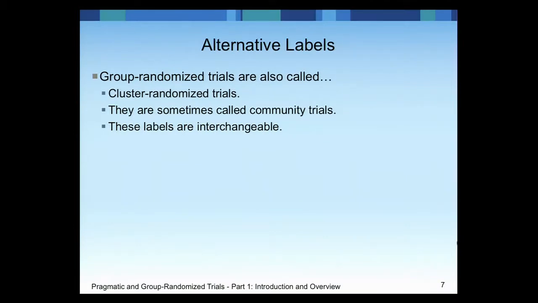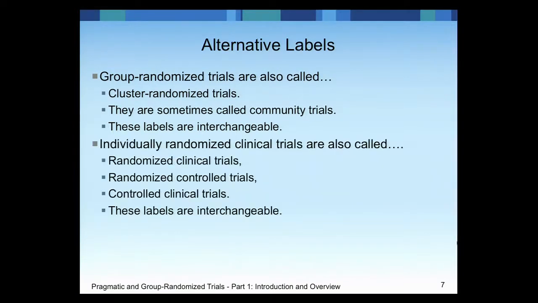Alternative labels that are used for these studies. Group randomized trials are commonly called cluster randomized trials. Those two terms are interchangeable. They mean exactly the same thing. These kinds of studies are sometimes called community trials, and all of those labels, as I said, are interchangeable. Individually randomized clinical trials are sometimes called randomized clinical trials, randomized controlled trials, controlled clinical trials, and those labels are certainly interchangeable.